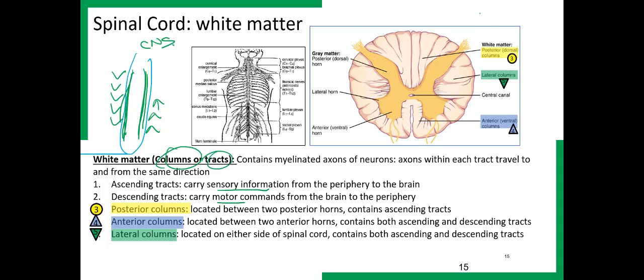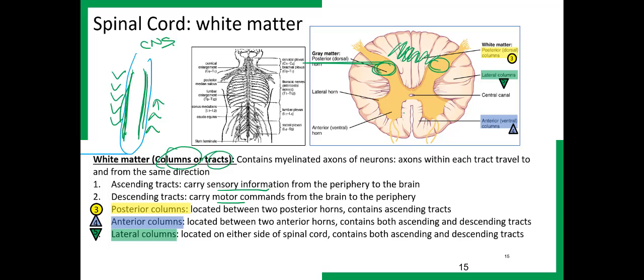The posterior columns here contain ascending tracts, and that makes sense because the cell bodies of sensory neurons are over here.